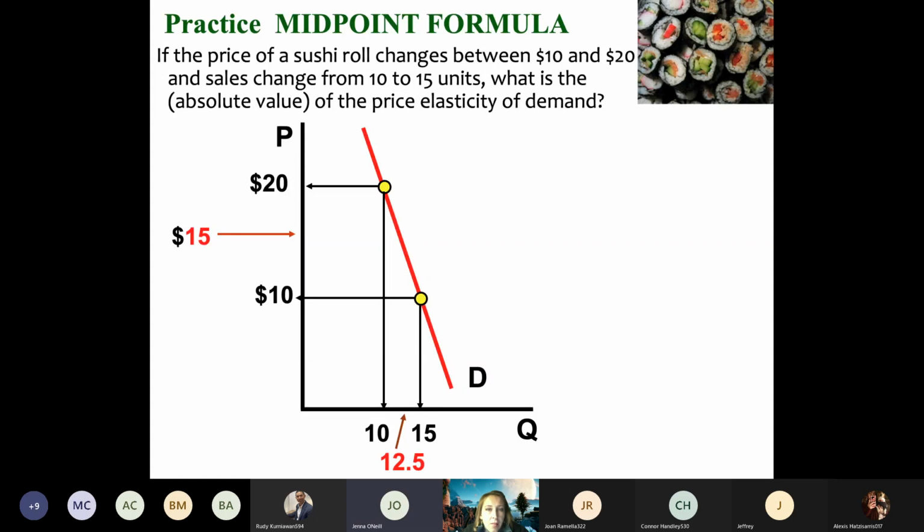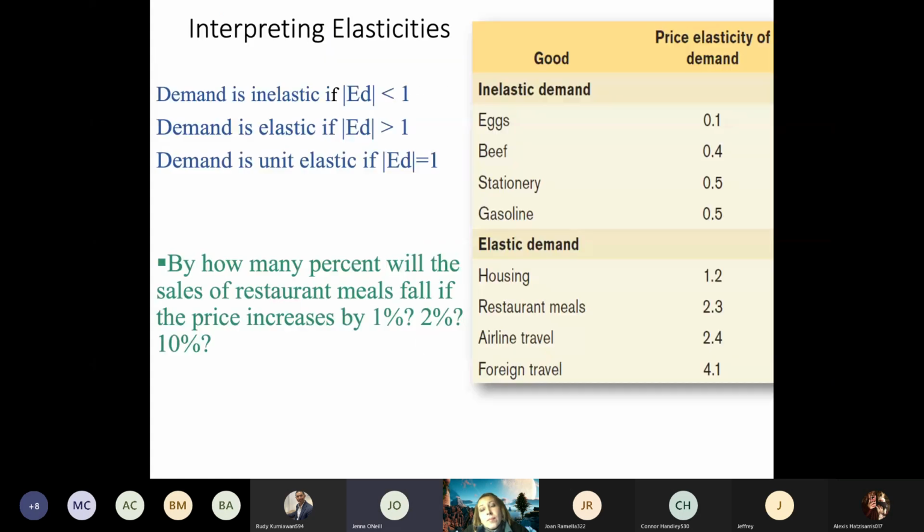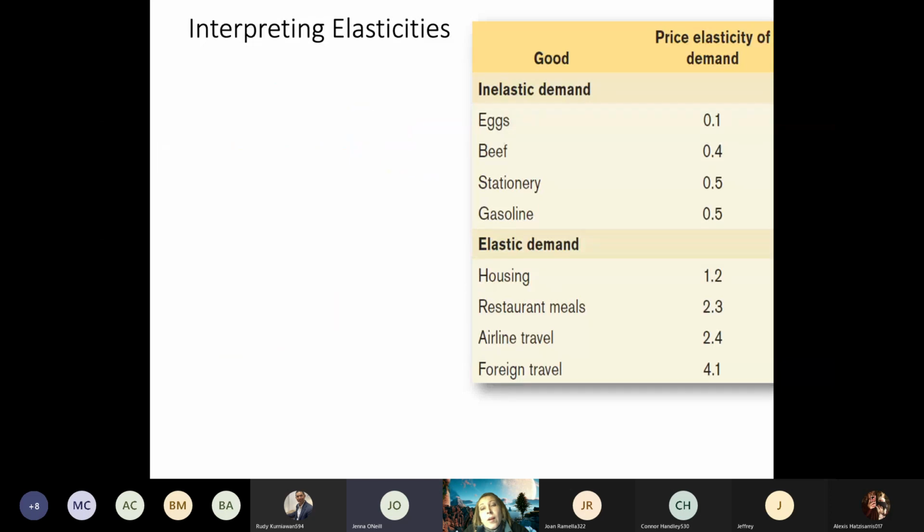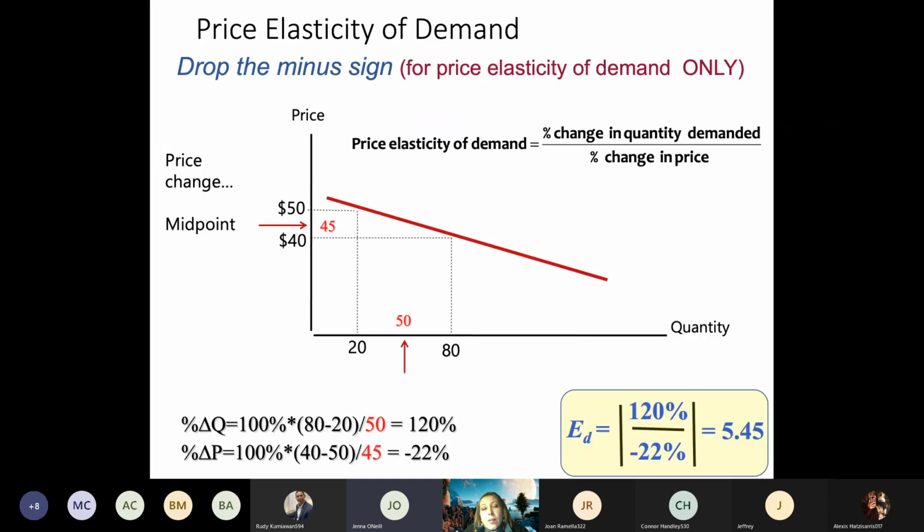Can I ask a question? Sure. Can you go back one slide, please? Yeah, that one. No, the one where it has the elasticity and inelasticity numbers in a table. Are those actual numbers or are those percentage points?